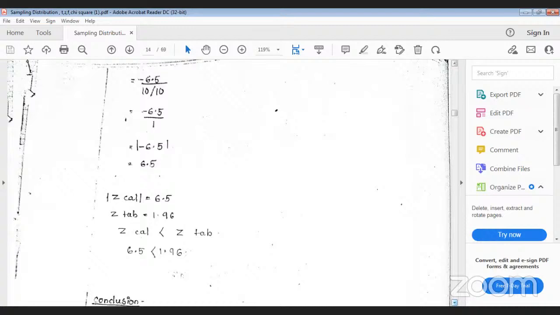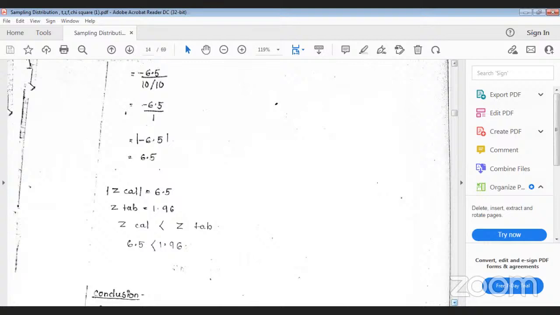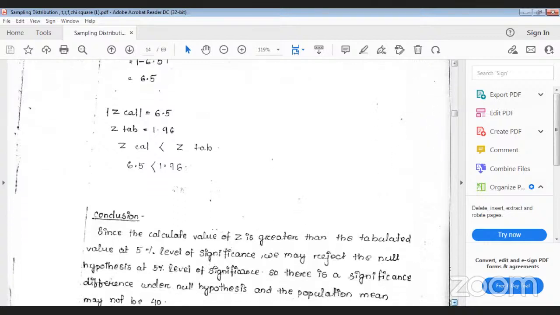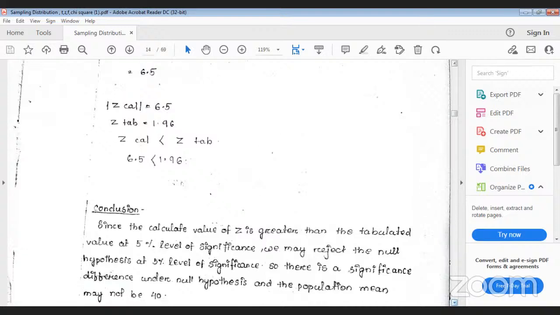Wrongly it is written as less than. Please correct it. The student has written that 6.5 is less than 1.96. Here you have to change it: 6.5 is greater than 1.96. That means we may reject the null hypothesis. The conclusion is correct, but the symbol is wrongly written. Just please correct it by yourself.